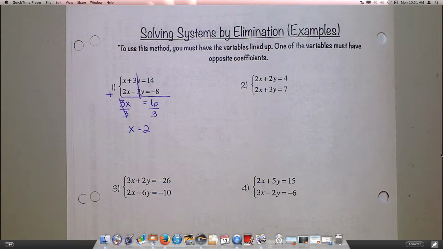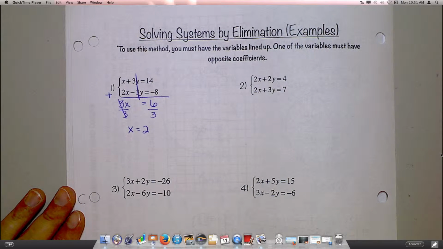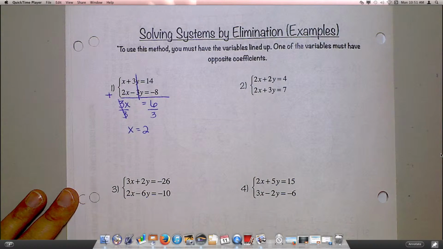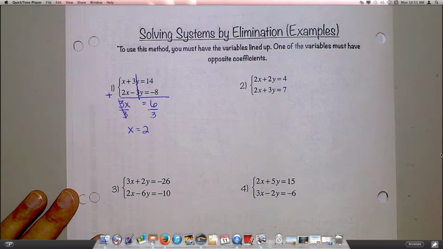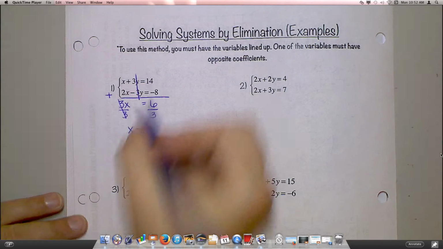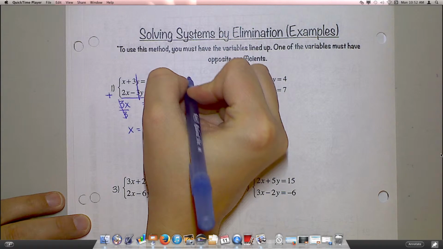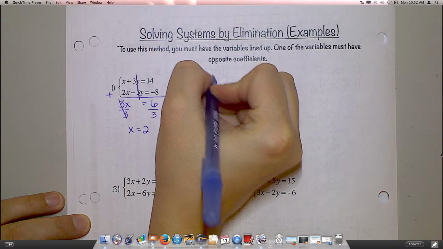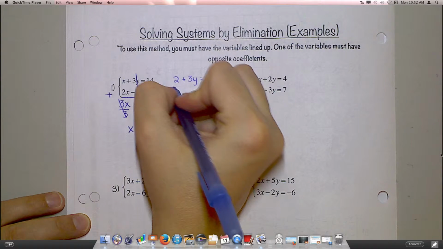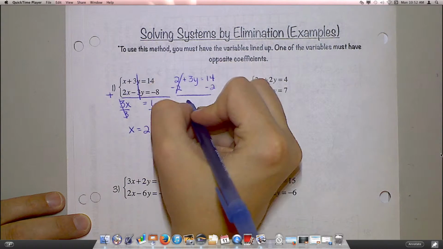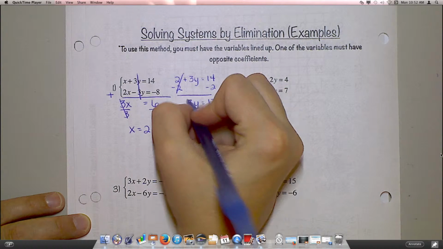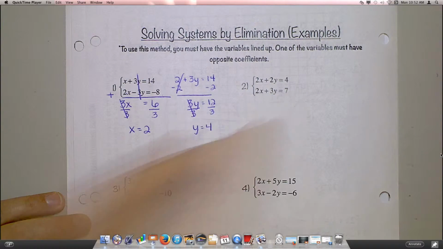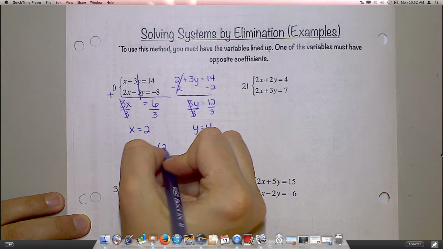Okay. Finding y is a little bit trickier than it was in substitution. I'm still going to take this and plug it into one of these equations, but I'm going to have to do a little more work than I used to. So I'm going to take that 2 and put it into that first equation, because there's no negatives there, so I like that one. But it would work either way. So I'm going to say 2 plus 3y equals 14. Subtract the 2. 3y equals 12. Divide by 3. y equals 4. The coordinates are (2, 4). Good.